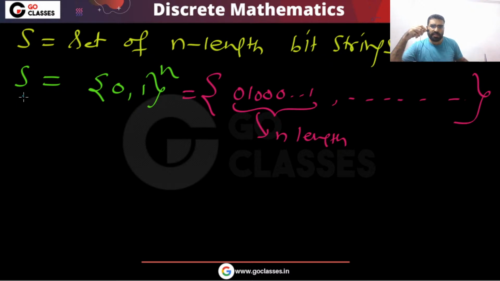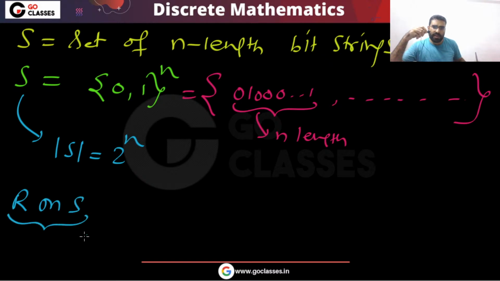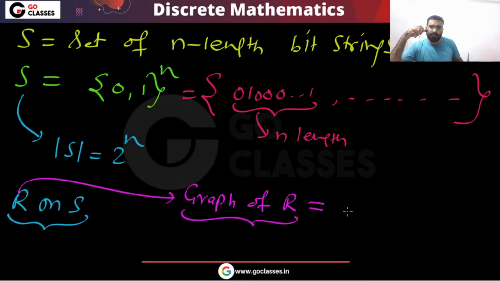Now on this set, tell me what is the cardinality of this set. How many strings of length n are there in total? That will be 2 power n. Now we are defining a relation R on this set S. What will be the graph of this relation R? The graph of this relation R will be a hypercube graph.